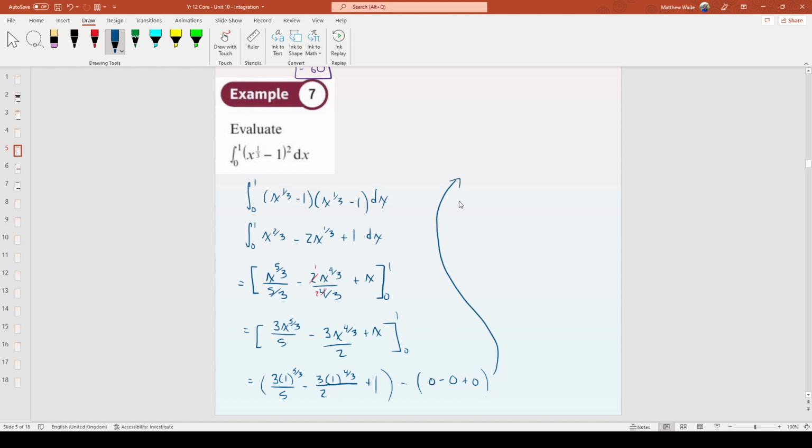Sweet. Okay, now here you go. You might want a calculator for it. It's just going to be 3/5 take away 3 halves, plus 1 equals, I got a 10th. I hope that it's a 10th anyway. That's what the calculator says. So, yeah, great. Here we go.